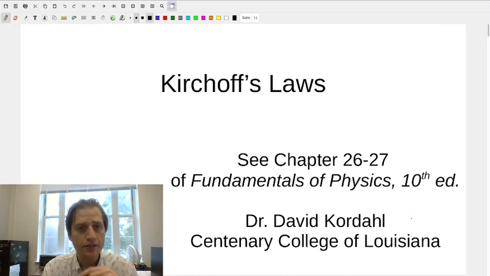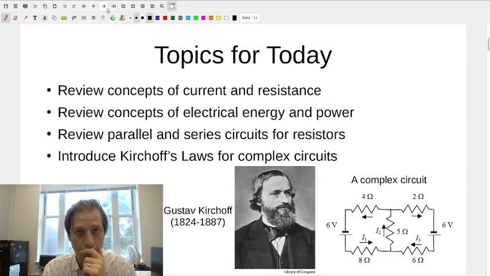Alright friends, today we're going to review some of the ideas on voltage, current, and resistance that we've used before, some ideas about electrical energy and power that we've talked about before, and some ideas about parallel and series circuits that we've done before. And try to introduce some rules that will help us to analyze more complex circuits.